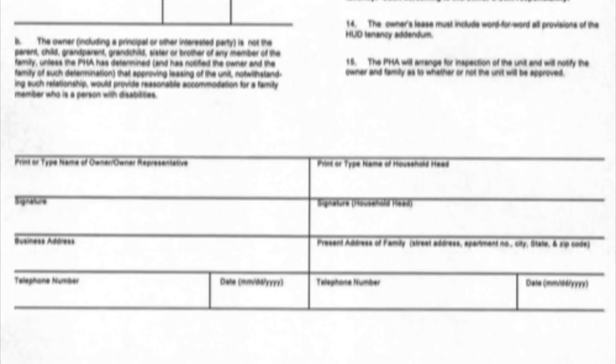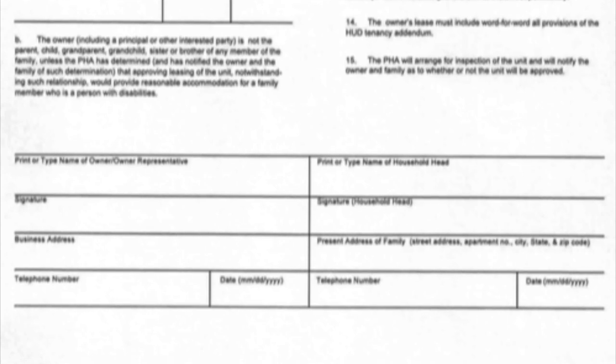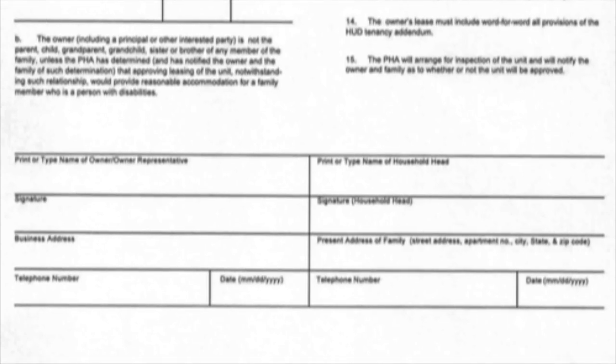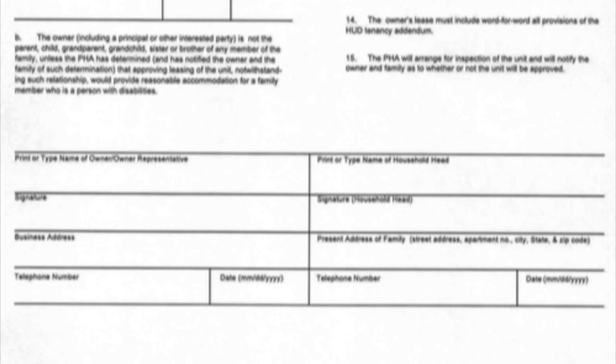Add your business address and then add the present address of the family member who will be moving into the property, not your address, their address they show on their ID or where they currently live. And on the last line, you will add the telephone numbers of all parties involved and date it.